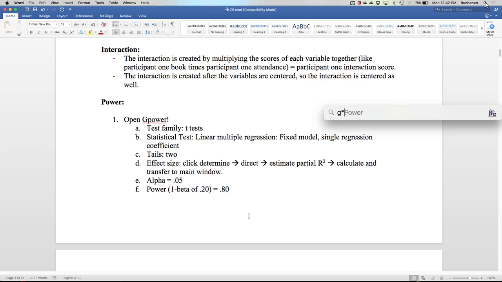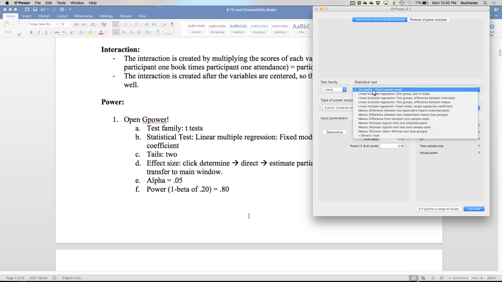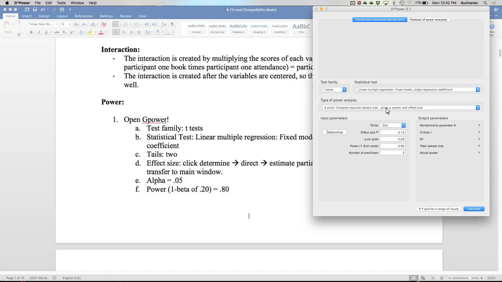Okay. So for power, we're going to use the same one we did for mediation. So I've got t-test, linear multiple regression, fixed model, single coefficient. So just like with ANOVA, when we were talking about power, I said, if you include both variables, you clearly want the interaction. I mean, maybe sometimes you don't, but generally you do. Otherwise, you wouldn't put both the variables together.